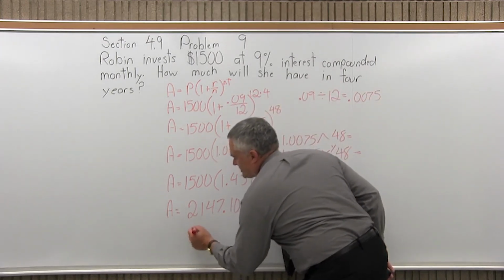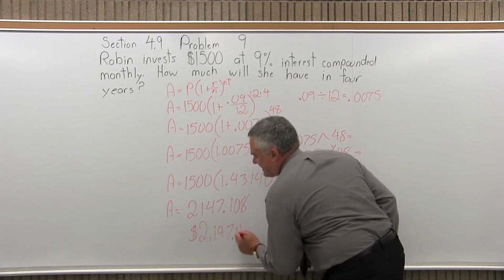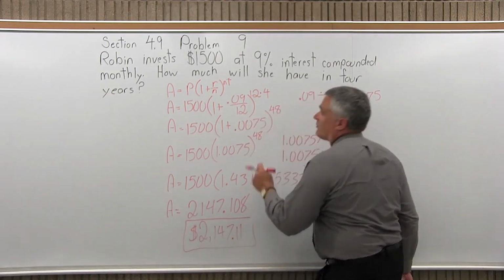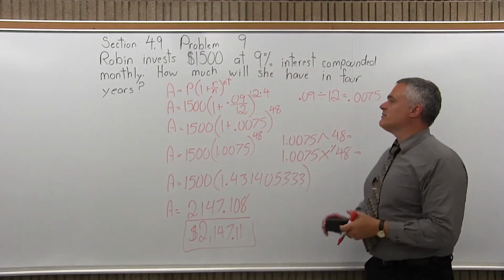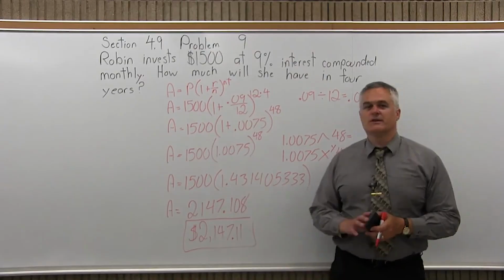So my final answer is $2,147.11. So if Robin deposits $1,500 now at 9% compounded monthly, after 4 years she'll have $2,147.11.